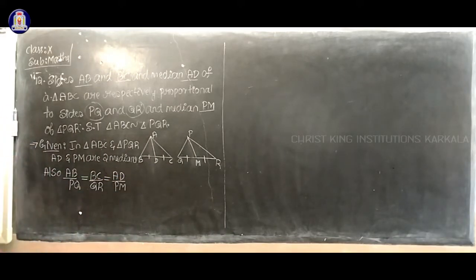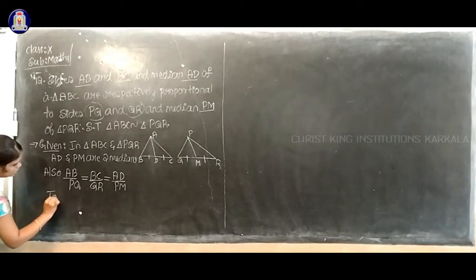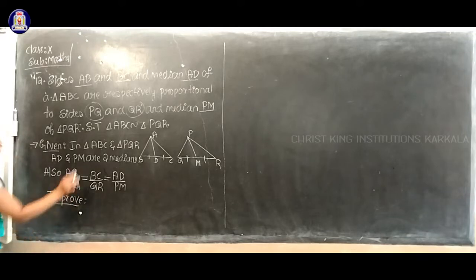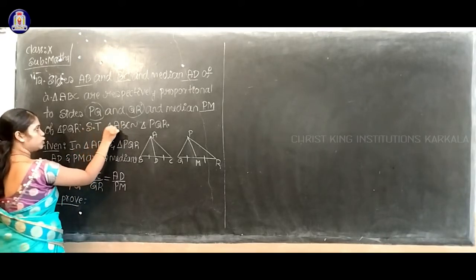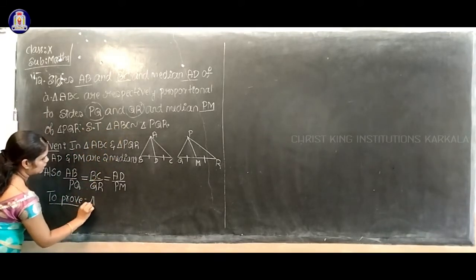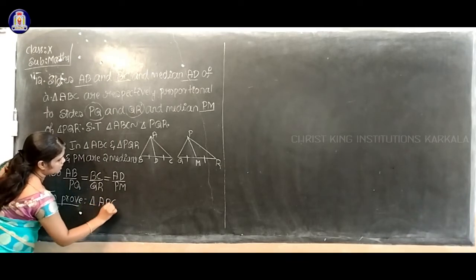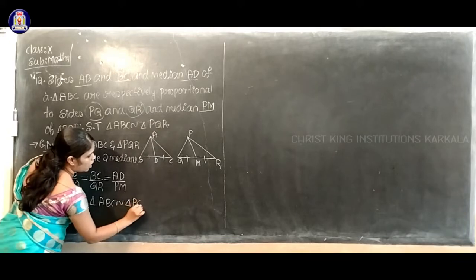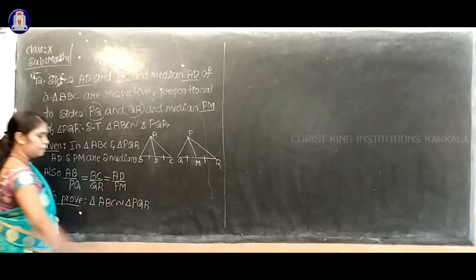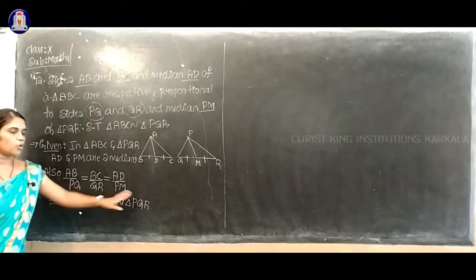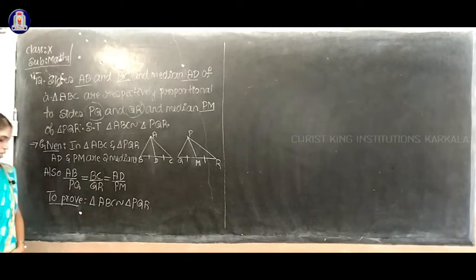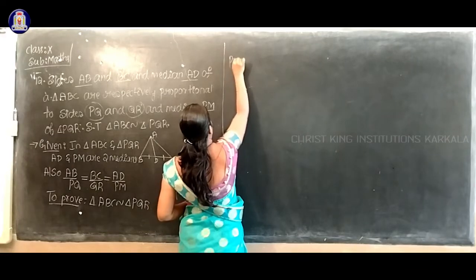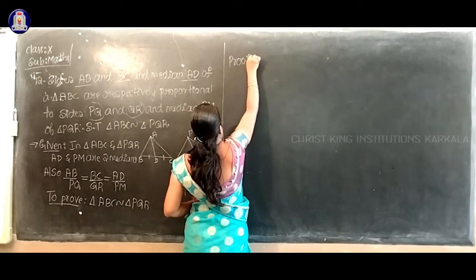Okay, next to prove. What do we have to prove here? Show that triangle ABC is similar to triangle PQR. Okay, so this is what we have to prove. So next, I'll consider the proof part.